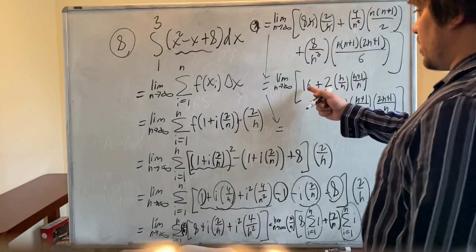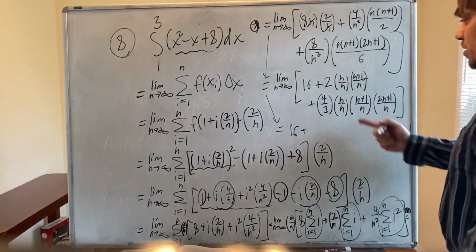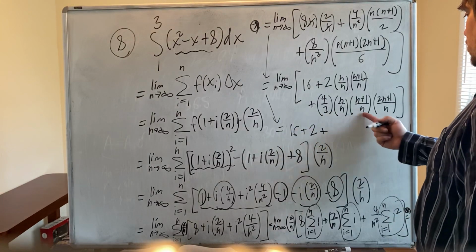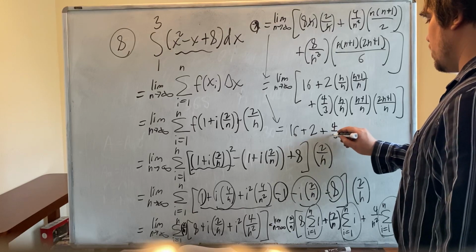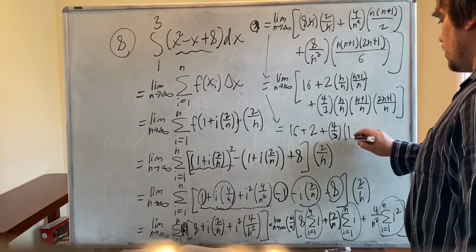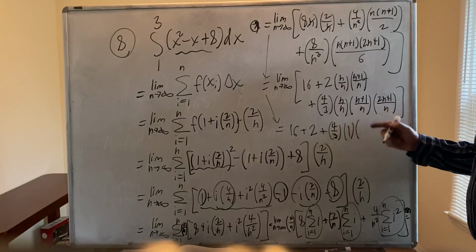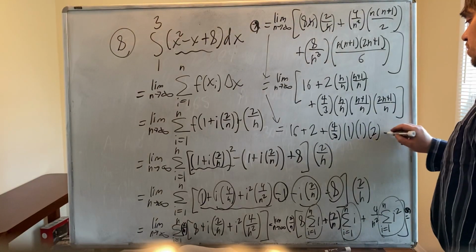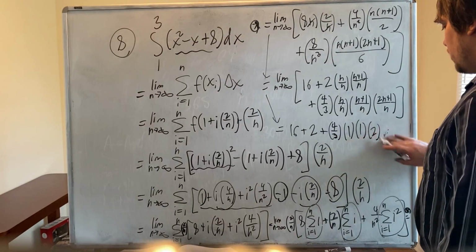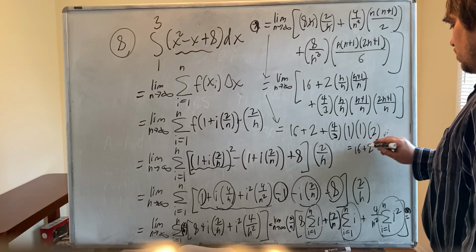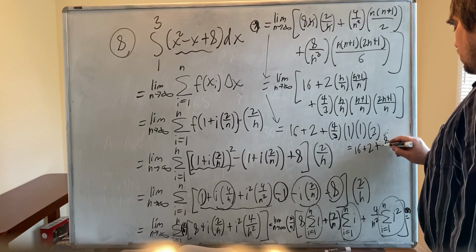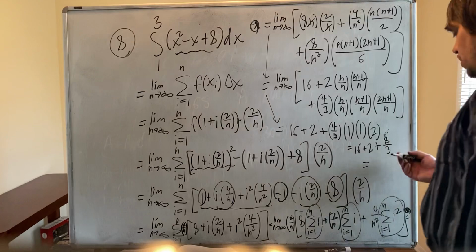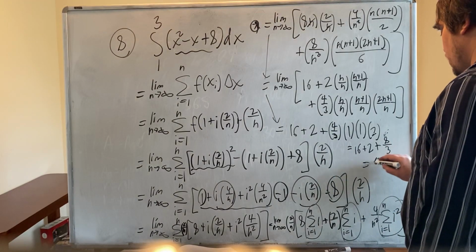Okay, so now I'm going to calculate. The limit of a constant is that constant: 16, plus 2 times 1 times 1 is 2, plus 4/3 times 1 times 1 times 2. The limit of 1 plus 1 over n is 1 plus 0, which is 1. And the limit of 2 plus 1 over n is 2. So this is equal to 16 plus 2 plus 4/3 times 2, which is 8/3. And that's equal to 18 plus 8/3. So that's 20 and 2/3. So that's 62 over 3.